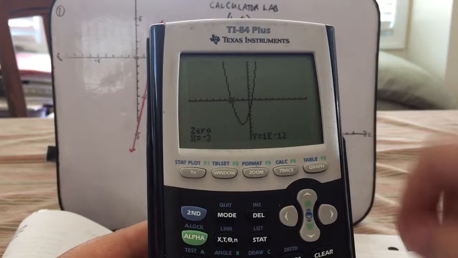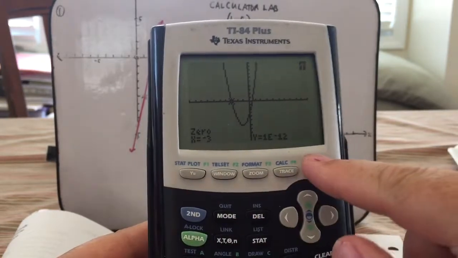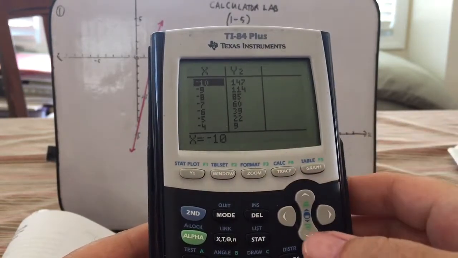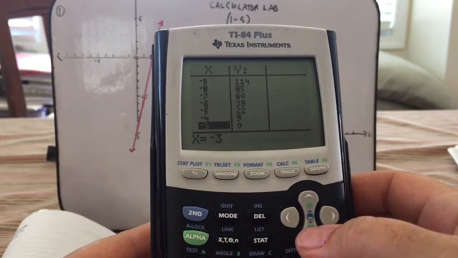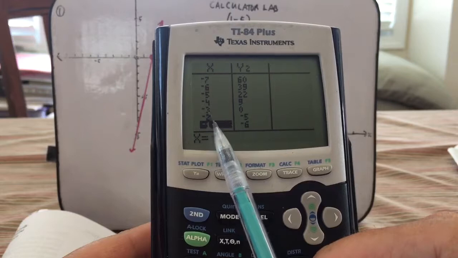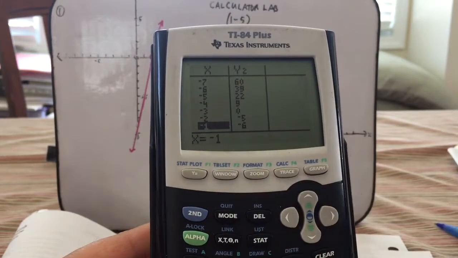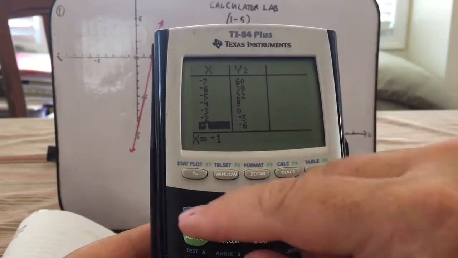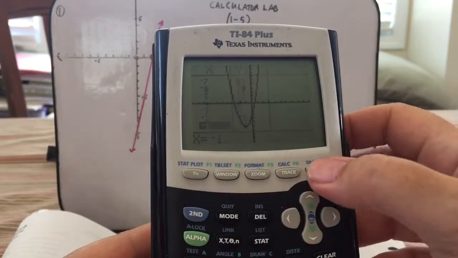Now, if you're not really sure, you could certainly look at the table. Okay, and let's go to -3. Okay, so do you see here at -3, when x is -3, y is 0. So I'm actually kind of glad that happened just now, because don't be thrown off when you see that.